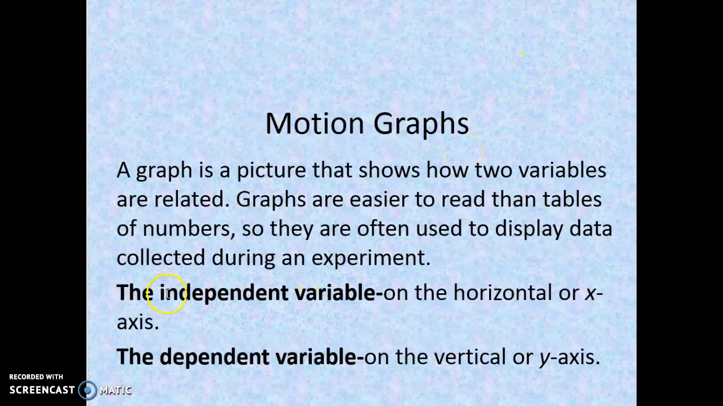You should know that on the x-axis you have your independent variable, on the y-axis you have your dependent variable. 99% of the time in physics, on the x-axis you'll find the time. Not always, so you'll have to look at your variables in each experiment, but a majority of the time on the x-axis you will find that it is time that we're working with in physics.